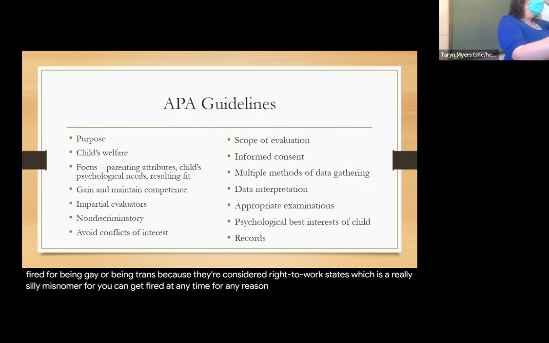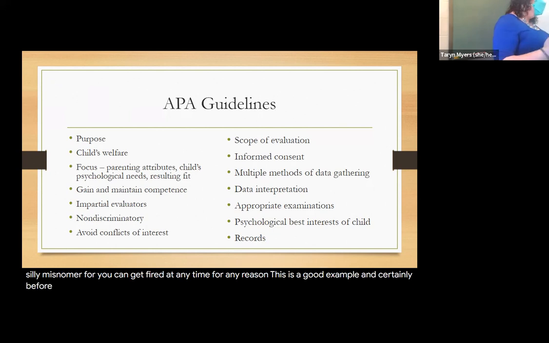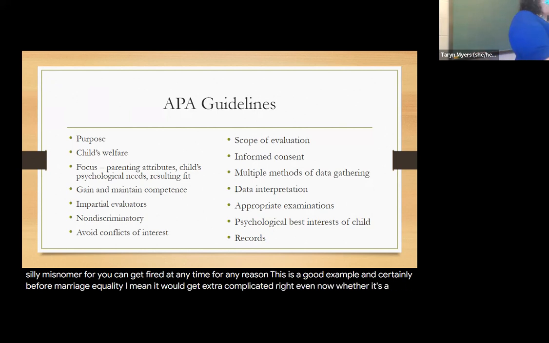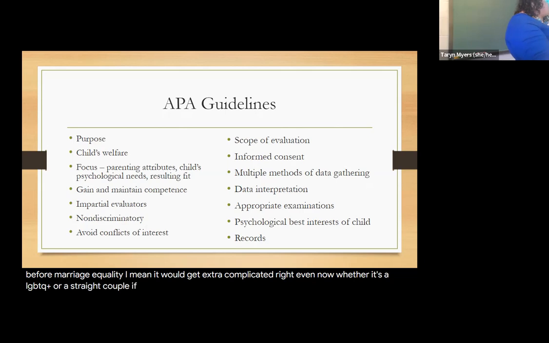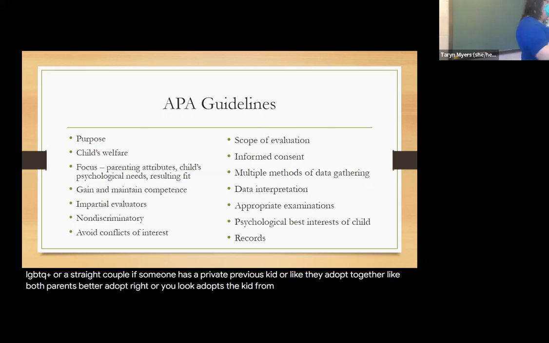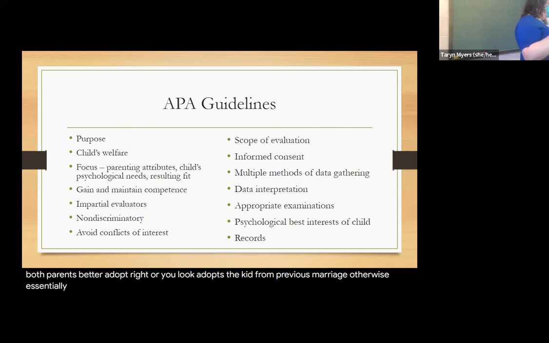So yeah, this is a good example. And certainly before marriage equality, it would get extra complicated, right? Even now, whether it's an LGBTQ plus or a straight couple, if someone has a previous kid or they adopt together, both parents better adopt. Or you adopt the kid from a previous marriage, otherwise essentially all your rights are out the window if you divorce. So yeah, thank you for bringing that up.